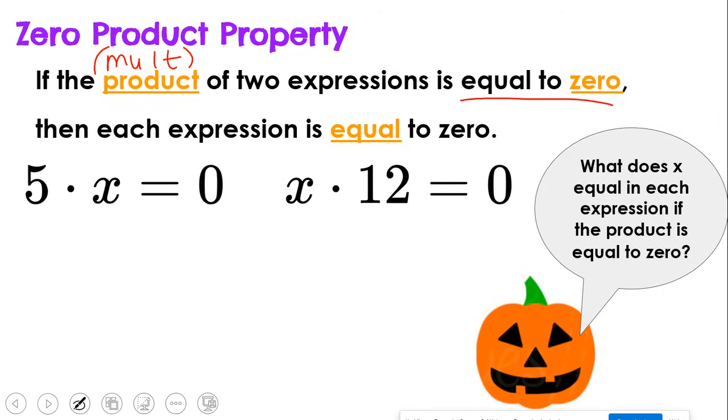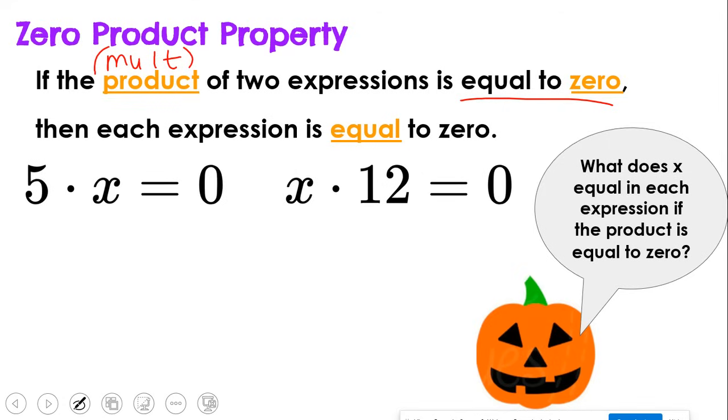And in some examples, like the ones I'm about to show you here, it's obvious. It makes sense. You can tell which one is not 0 and which one is. But other times, when we're working through algebra problems, it is not obvious which one. So we're going to have to set both of them equal to 0. So in my first two examples, I have 5 times x is equal to 0.